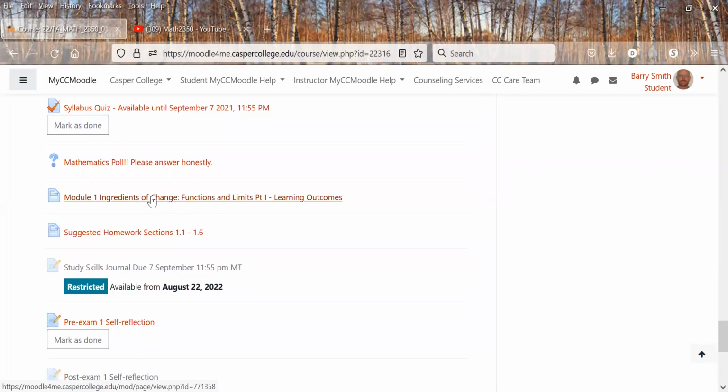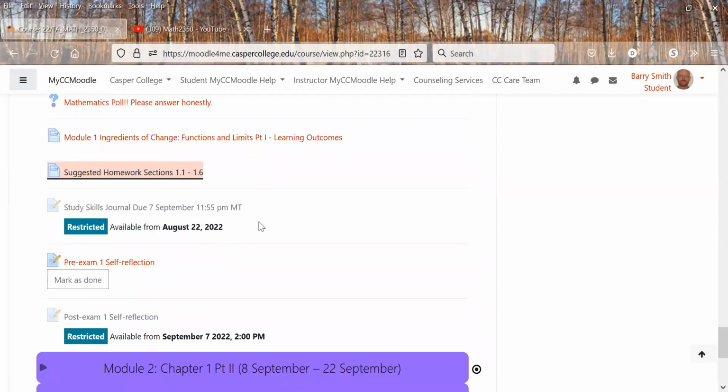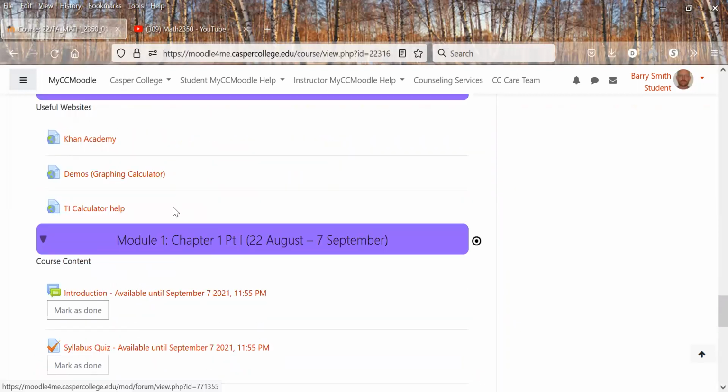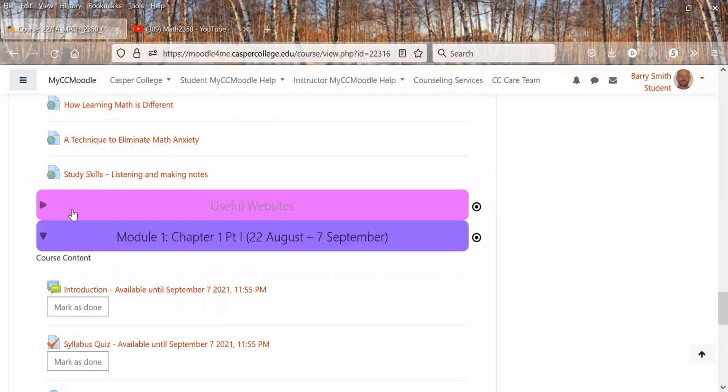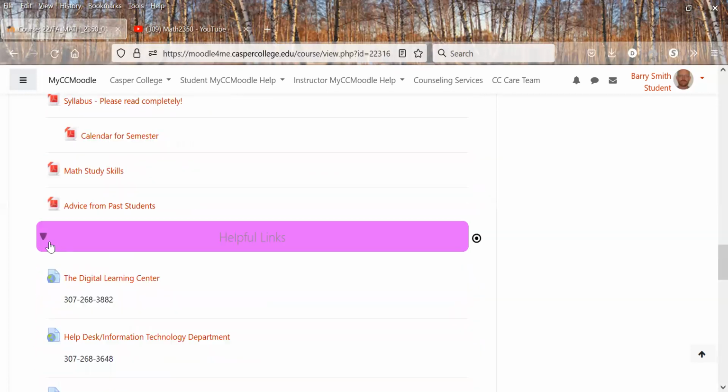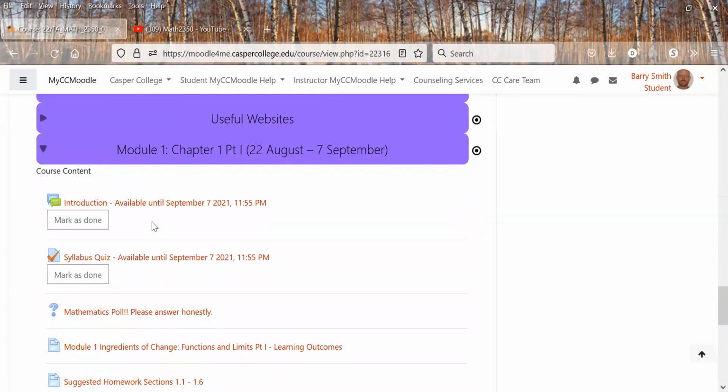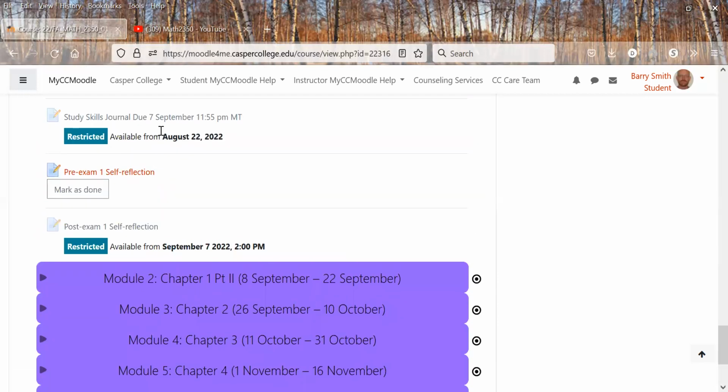Here are the outcomes for the first section, part 1 of Module 1. These are suggested homework sections. So in section 1, 3 to 48 by 3. I'm not going to grade them or do anything with them. But that's what I would suggest doing to get ready for class, on top of watching the videos. Study skills journal: that's where you post about what you're trying from the study skills PDF.